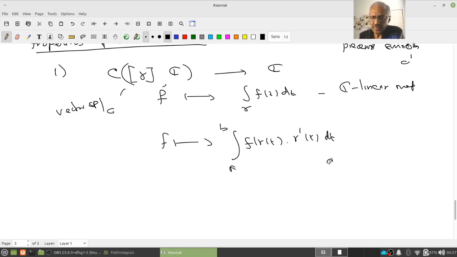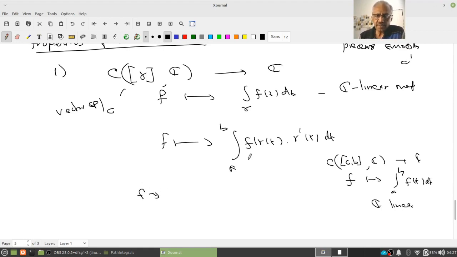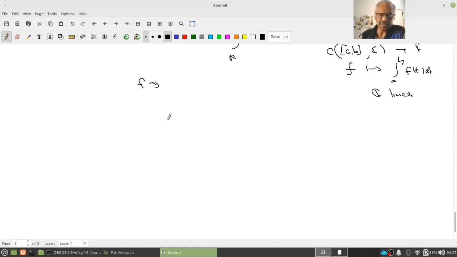And recall, we have seen that from C of [a,b] to C the map f going to the integral from a to b of f of t dt is C linear. We had already seen that, right? So if I take f plus g, what does it mean? It is f plus g at gamma t and gamma prime t. That is going to be the integral from a to b of f of gamma t gamma prime t plus the integral from a to b of g of gamma t gamma prime t, etc. Please convince yourself. It's very easy. One should not be wasting time on these things. Check the details.